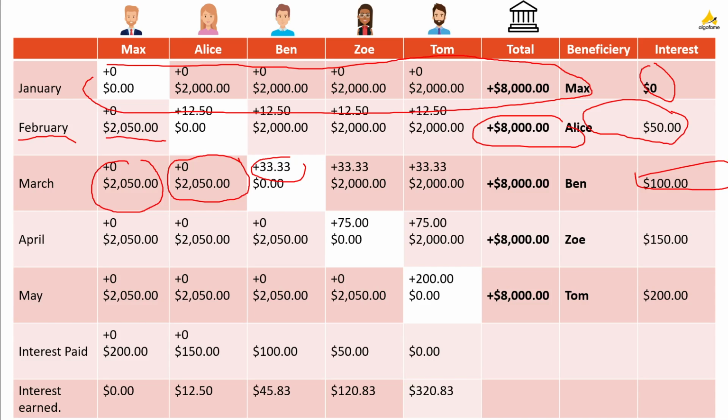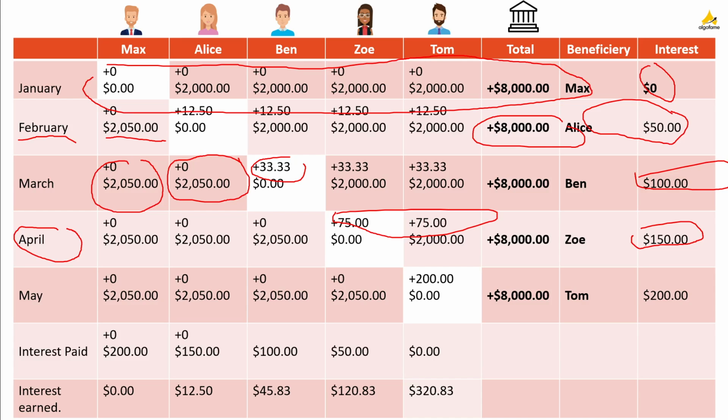And then finally, in the month of April, we see again that three people pay interest, to a total of $150. And this $150 is divided between two parties, Zoe and Tom. Each gets $75.